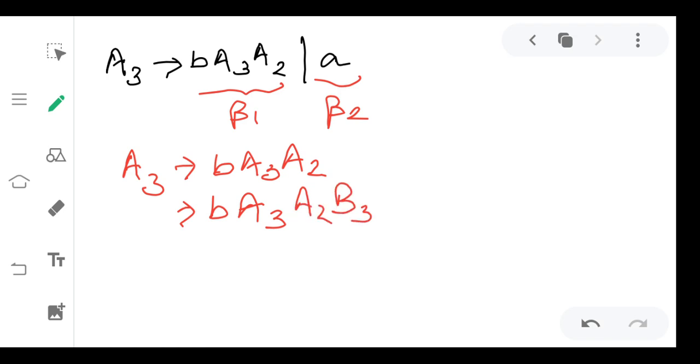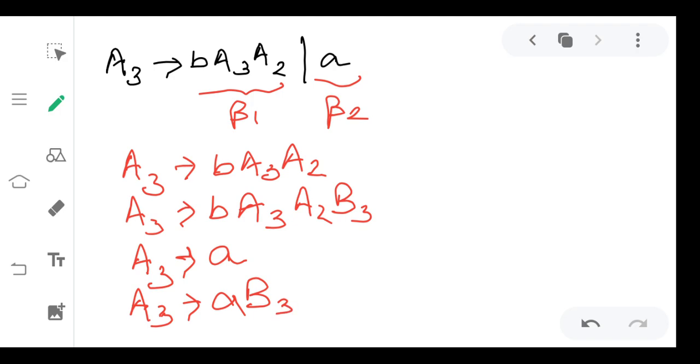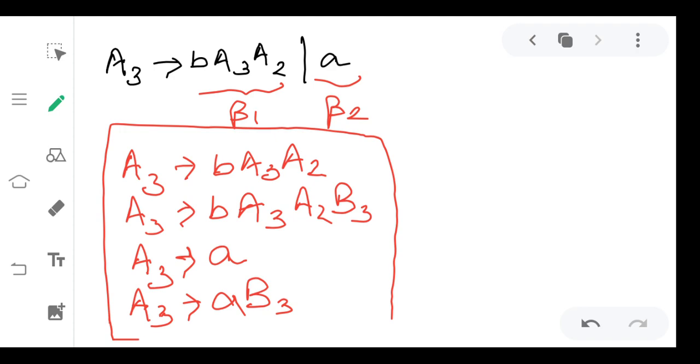For A3 produces beta 2, we should have A3 produces small a, and another equation we should have A3 produces AB3. Okay, so this is the resultant equations of A3 which is in GNF. So this equation is in GNF format. So now we have solved for A3.